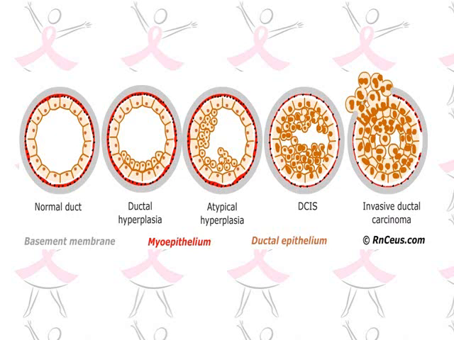The third is DCIS, ductal carcinoma in situ. The cancer cells become more spread over the duct. The fourth is invasive ductal carcinoma. The cancer cells become more spread over the duct. And the lining of the gray color is the basement membrane. The red lining is the myoepithelium and the brown is the ductal epithelium.